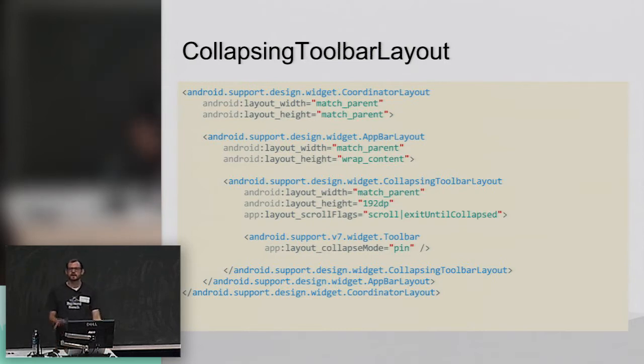So I also want to point out a couple other things about this. There's a collapse mode on the toolbar, and this specifies how it collapses. There's only two options here. There's the pin, which is just what you just saw, and that's the default. It just scrolls to a small size.